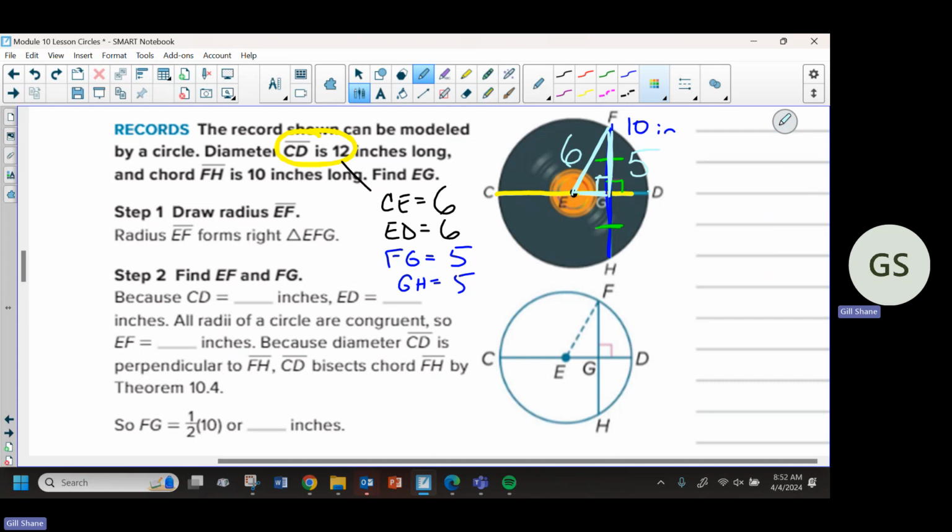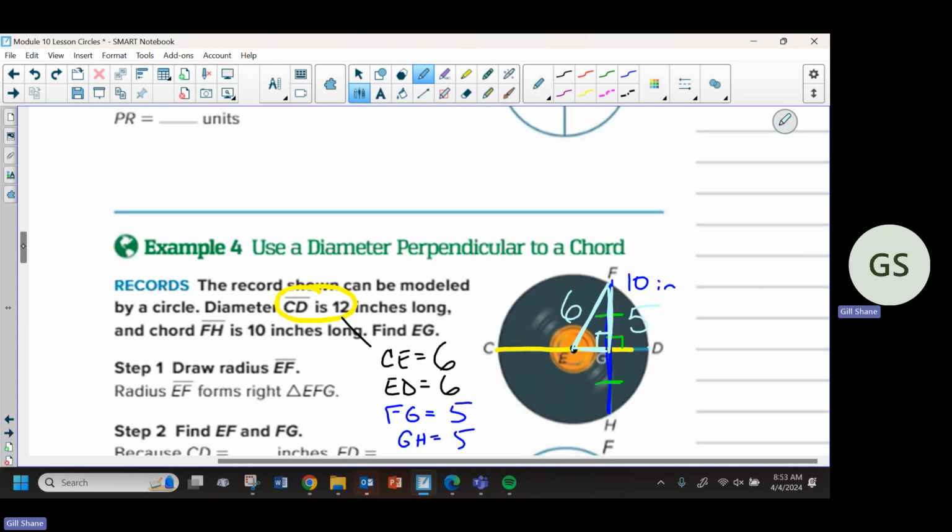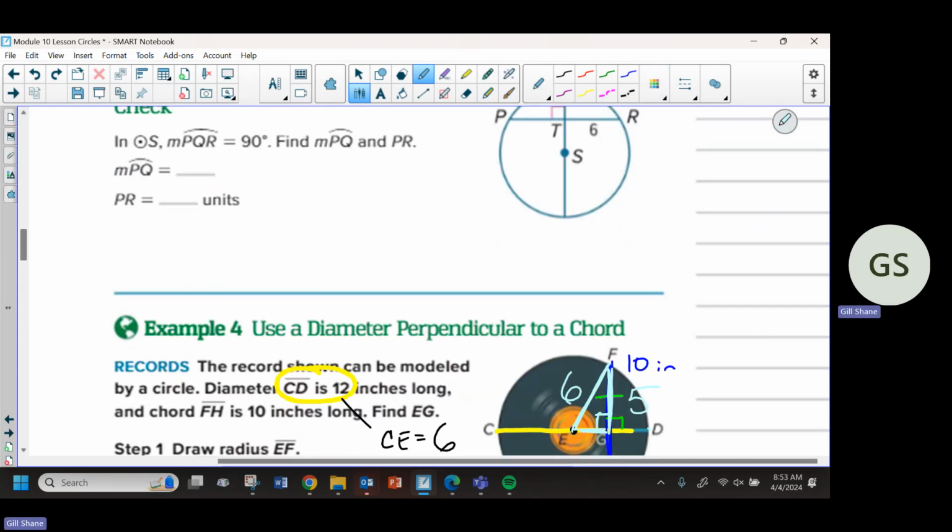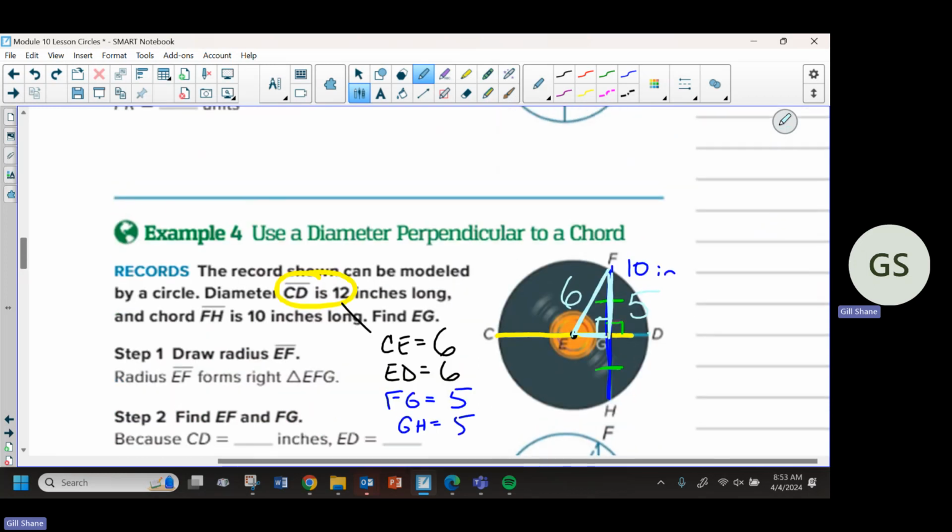And again, I'm pretty sure that's on your quiz, so make sure you practice. You can do the check problem in a minute. When you go to the practice problems that I assign, you'll go to the section that says example 4, which will have similar problems. So go ahead, solve it out.